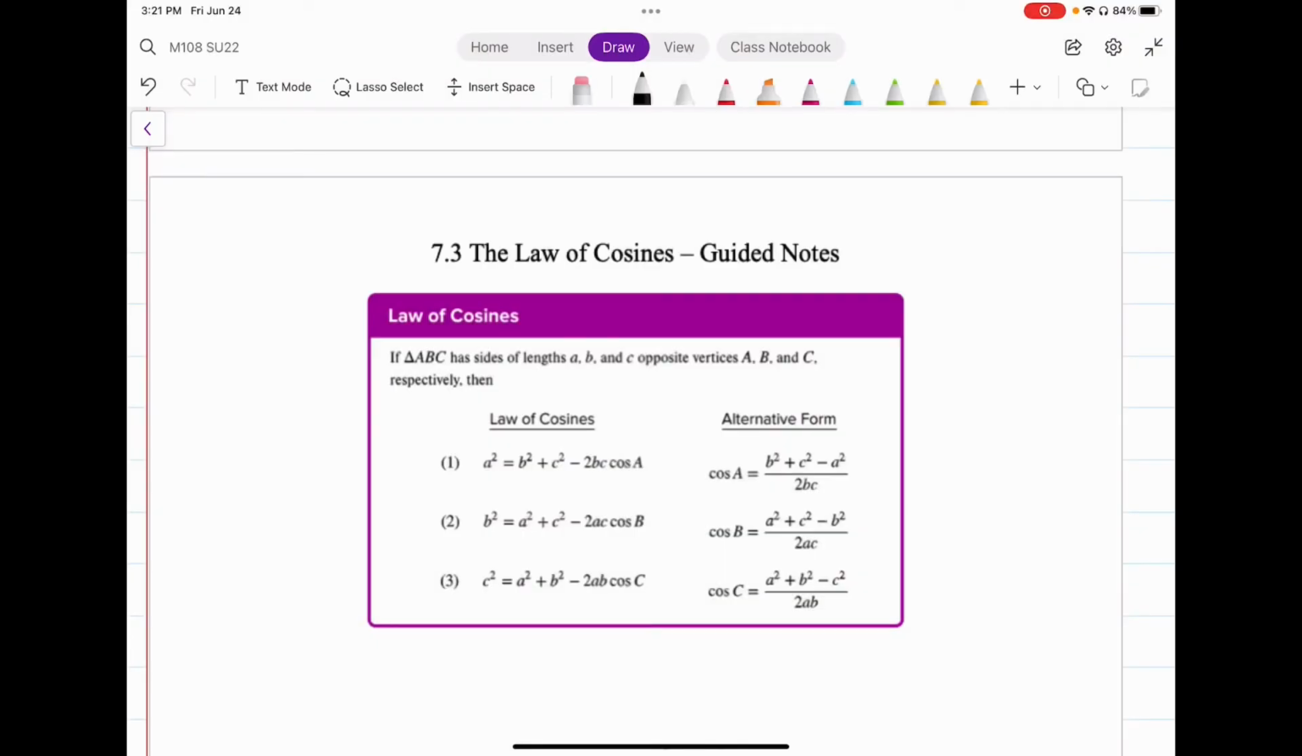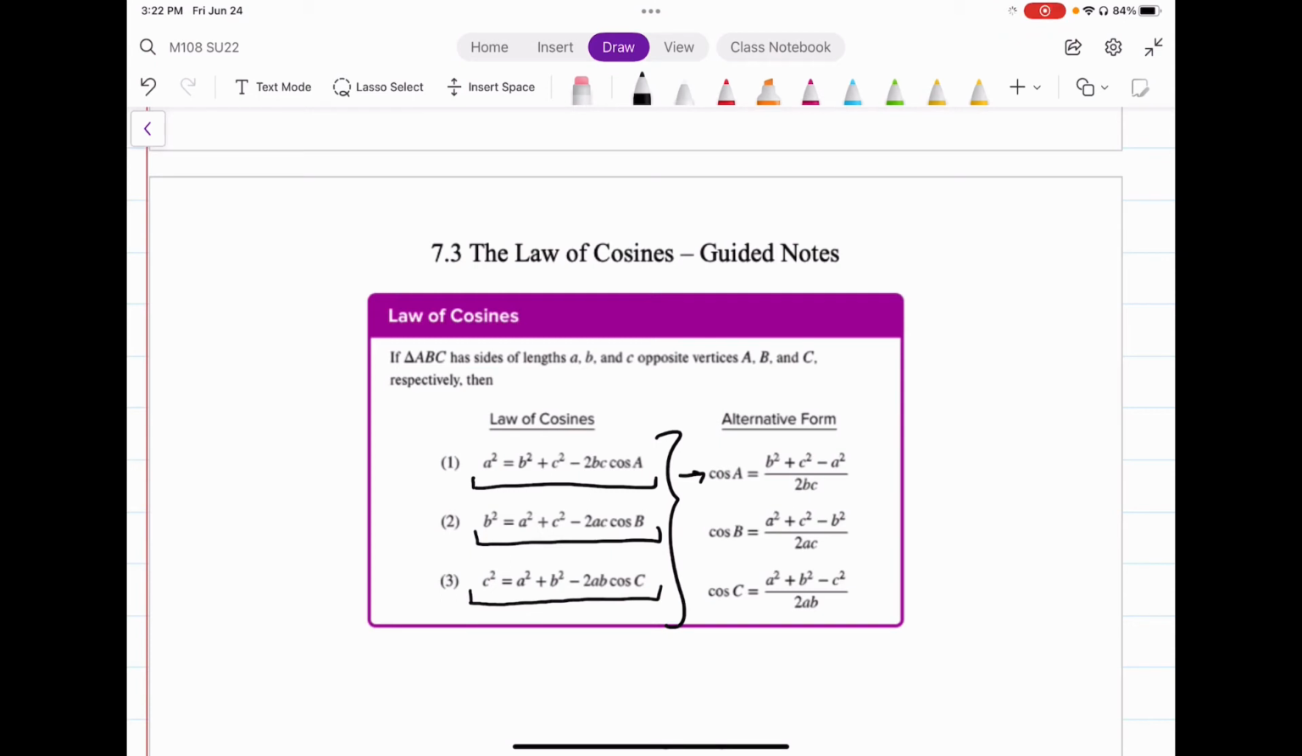Here are the 3 different versions of the law of cosines and their alternate forms solving for the angle that is missing. For the first one, that's what we just proved above. Then if you use b squared, notice that we have it in terms of the sides a and c, and the angle is B. For c squared, we have sides a and b, and the angle is C. So if you solved each of these 3 for cosine A, cosine B, cosine C, you would get the alternate form that we have written here. So you can use any of these 6 formats.